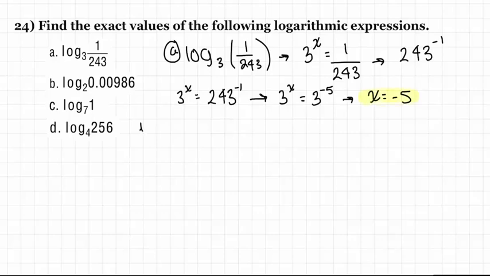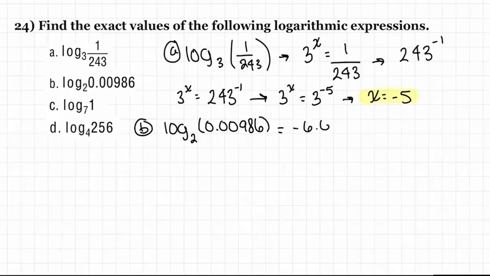Now looking at B, we're given log base 2 of 0.00986. There's no easier way to do this than to just plug it into your calculator, unfortunately. So when we do that, we get the value of negative 6.66 as the exact value of log base 2 of the argument 0.00986.